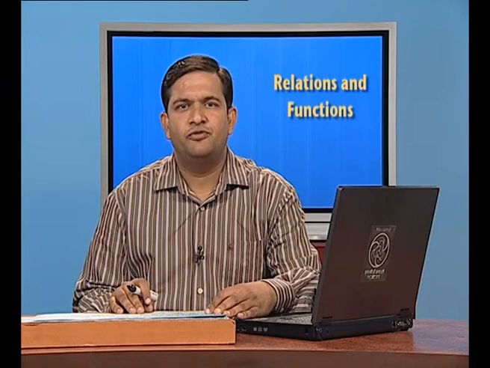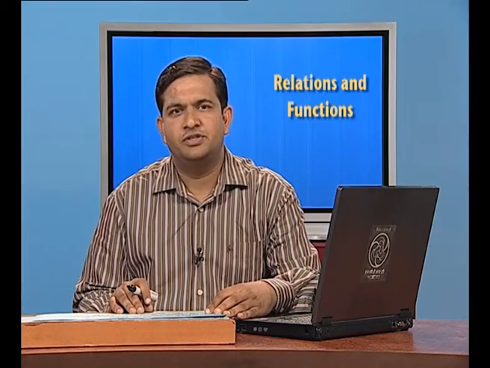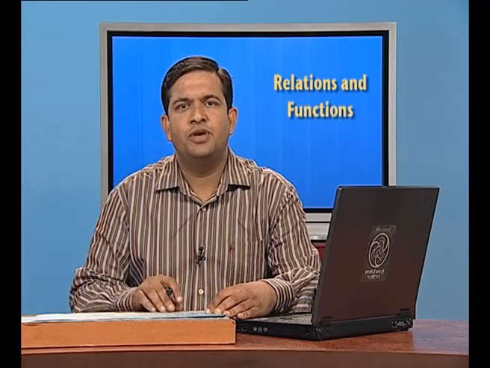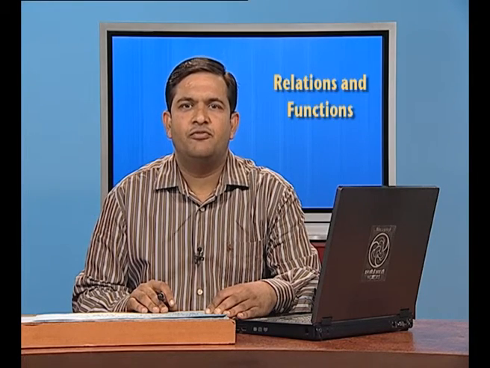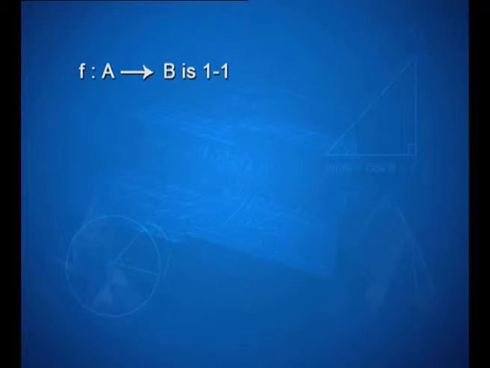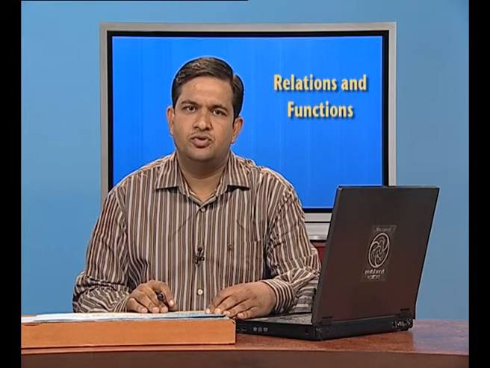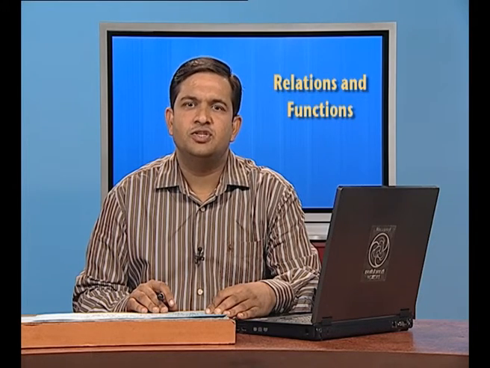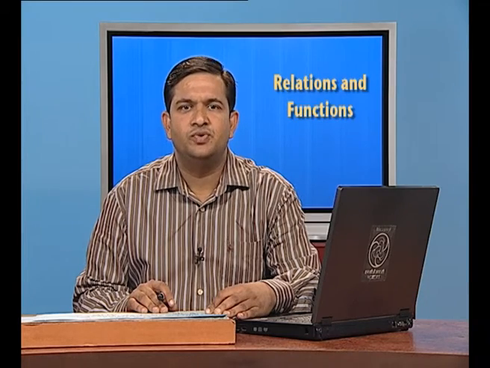There are different types of functions such as 1-1 function, which is also called injective function. A function f from A to B is said to be 1-1 if different elements of A have different images in B. Means a function f from A to B is 1-1 if f(a1) = f(a2) implies a1 = a2, or we can also say f(a1) is not equal to f(a2) implies a1 is not equal to a2.